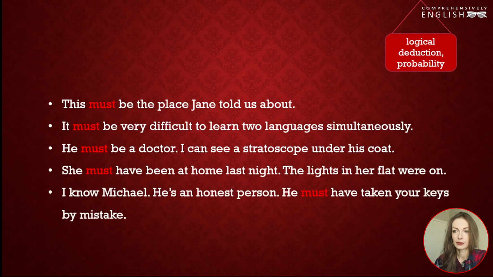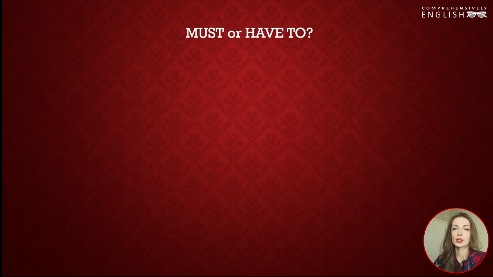I know Michael, he's an honest person. He must have taken your keys by mistake. I know Michael, I know that he is not a thief. He couldn't have stolen your keys. He must have taken your keys by mistake. Again, I'm talking about the past, that's why I use must plus have plus past participle. He must have taken.